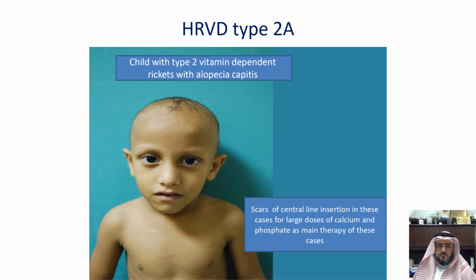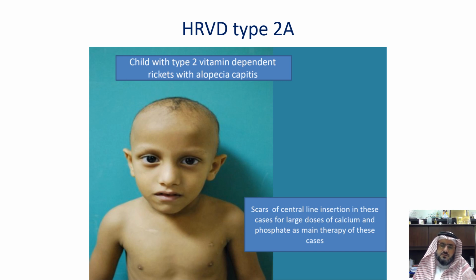Number one is alopecia. Yes. Alopecia is one important finding in vitamin D resistant rickets. And number two, if you are looking deeply in the chest, you could find a scar. What was this scar for? This scar was for central line insertion. Why central line insertion?